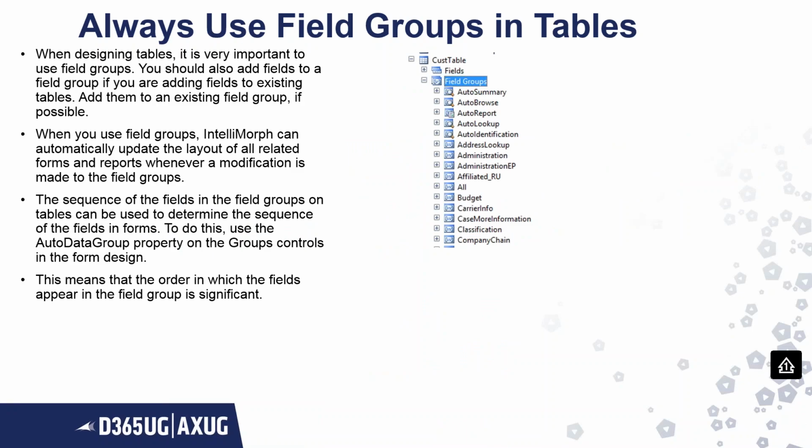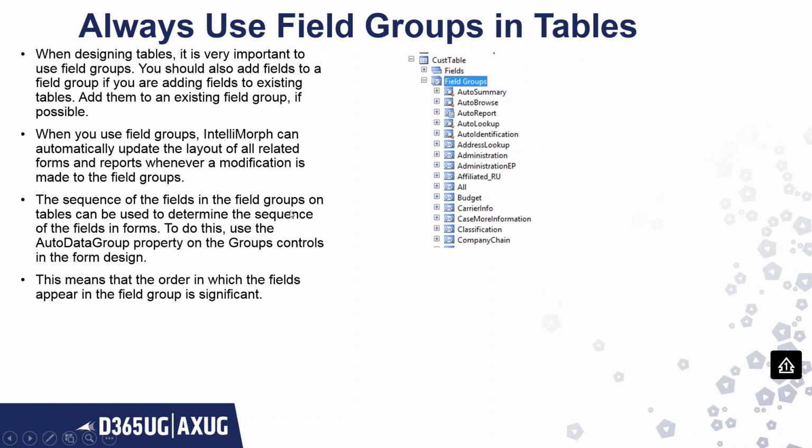Always use field groups in tables. For example, we have a cust table. We have a field group. We should always make use of field groups. When you use a field group, IntelliMorph for the internal AX code will automatically update the layout of your related fields. You don't have to take care of everything. You just have to make sure that you're putting the right field in the right field group. AX will arrange it for you.